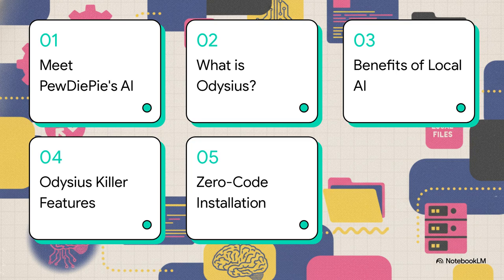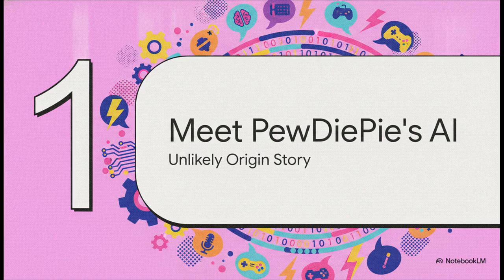1. Meet PewDiePie's AI tool. 2. Figure out exactly what Odysseus is. 3. Dive into the benefits of local AI. 4. Check out its killer features. And 5. Walk through a zero-code installation guide. All right, Section 1, meet PewDiePie's AI tool.